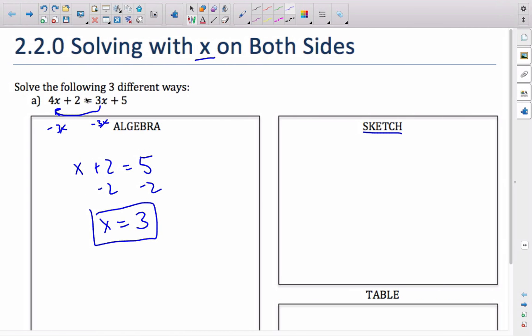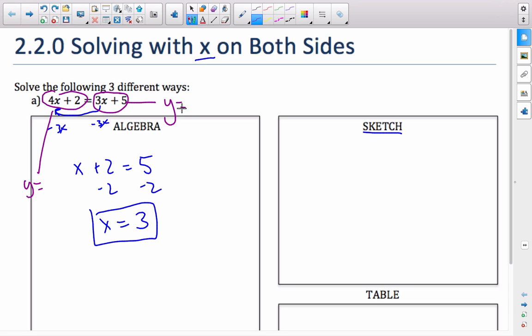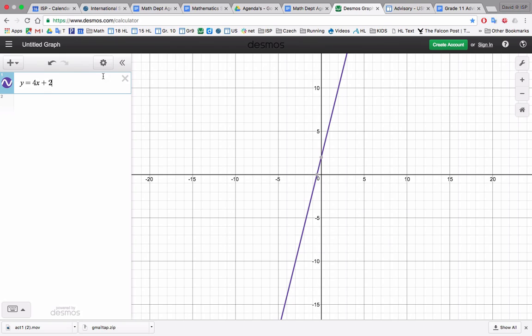Good question. The approach I'm going to take is to make this side of the equation y equals, and on this side of the equation, I'm also going to make it y equals, so that they're equal to each other. Each side will become an equation. So you're basically making two equations with x and y, both equal to y. Exactly. And I get a nice straight line, which should look familiar to you, that you get lines. And the other one will be y equals 3x plus 5. And there's my graph there.